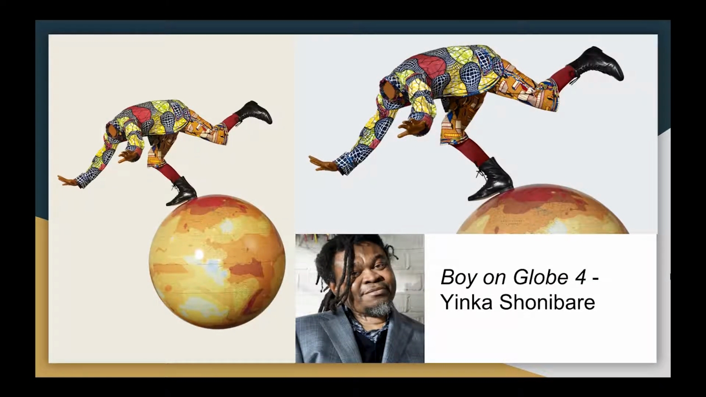So finally, here it is, Yinka Shonibare's Boy and Globe 4. In the next few slides, we're going to go through the analytic model of art criticism to talk about this art piece. I encourage you to pause the video right here and think about what you are seeing and what you're feeling, because that's the exact next slide that we're going to get into, which is reaction.